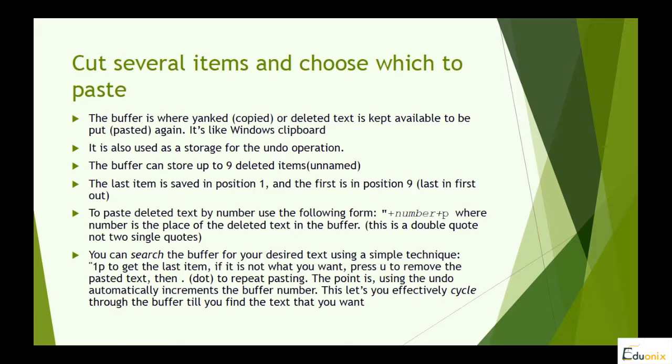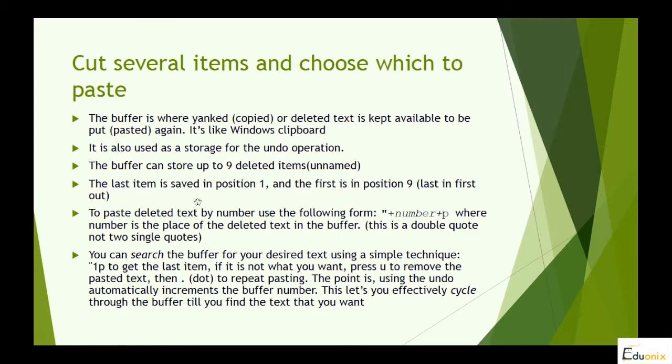So this is called the unnamed buffer. When you delete a text, it is normally placed in the unnamed buffer. This is done automatically for you, in contrast to the named buffer that we'll have a look at later, when you finish this slide. The named buffer, in contrast, is where you have to choose the place in the buffer where you want to save your yanked or deleted text. But the unnamed buffer is saved automatically.